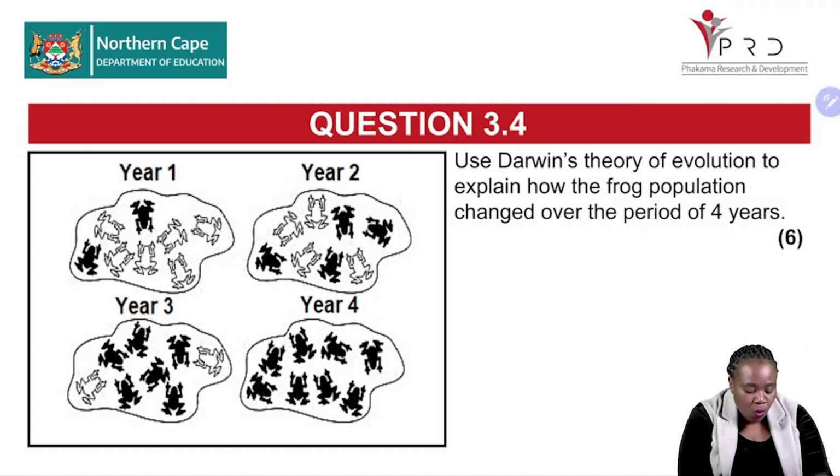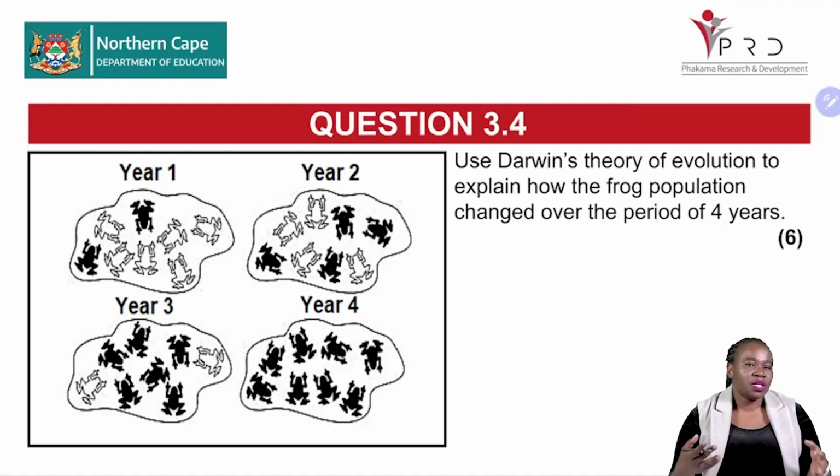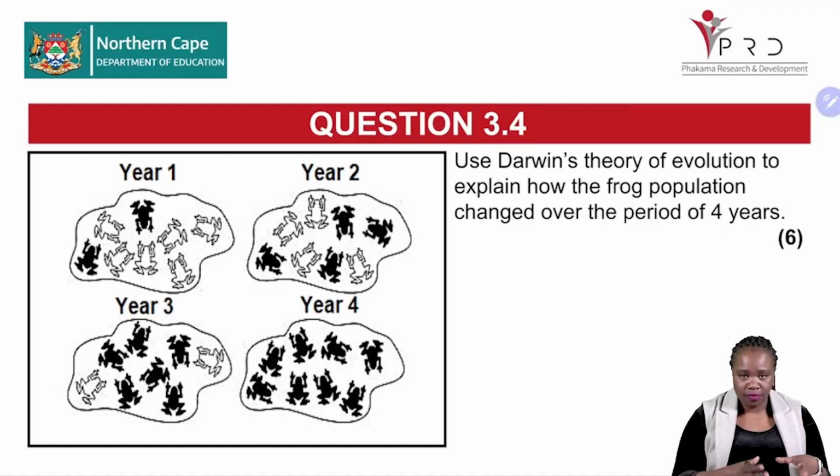So we started off at year 1 with the lighter or the brighter frogs dominating, meaning that we had more white frogs than black frogs in this pond situation. Then in the second year, the dark ones started to increase, and there's actually the same amount of frogs here. It's 50-50 because the white ones are decreasing and the black ones are increasing. On year 3, the black ones have increased even more, and on year 4, we do not have the white ones anymore.